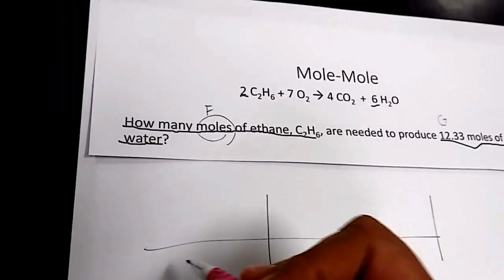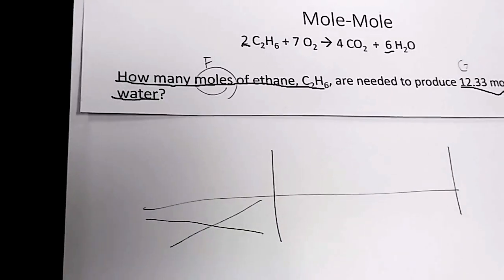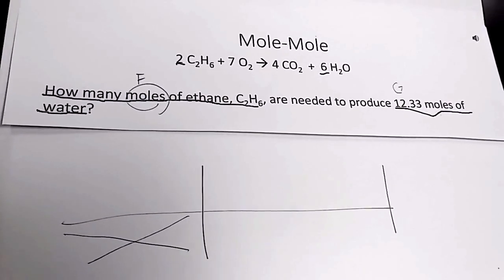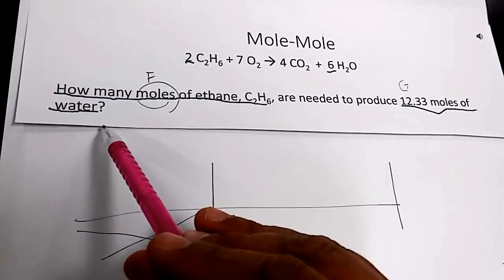In a mole-to-mole problem, it's the shortest of them all. So you're actually going to have just 4 little boxes, with the one underneath the given always being blank. So you start off with your given. Your given is 12.33 moles of water.